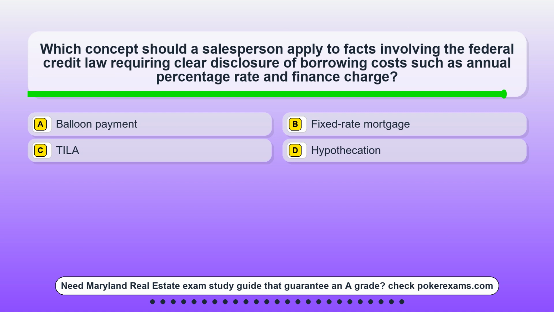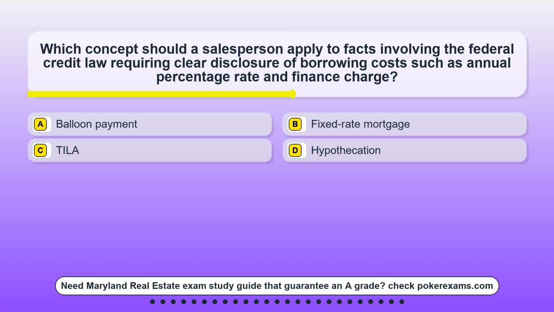Question 15. Which concept should a salesperson apply to facts involving the federal credit law requiring clear disclosure of borrowing costs such as annual percentage rate and finance charge? Option A, balloon payment. Option B, fixed rate mortgage. Option C, TILA. Option D, hypothecation.